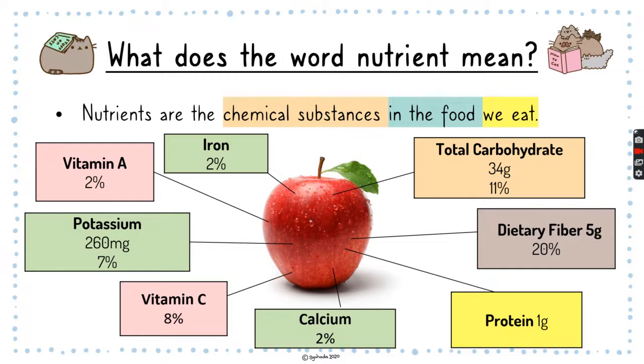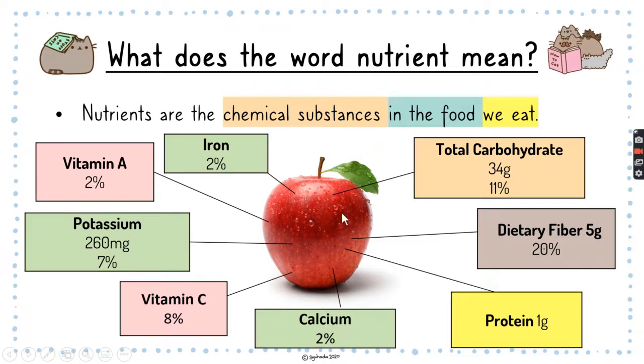These are all nutrients, and if you have a look, iron is an element. Vitamin A is a molecule, and I'm sure it's made of molecules. Potassium is an element. Vitamin C, calcium, protein, fiber, and carbohydrate. So these are all chemical substances that can be found in the food that you eat. So these are what we call nutrients.